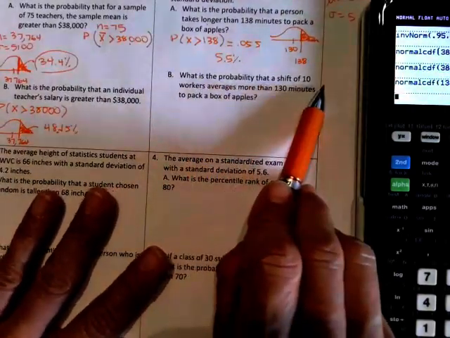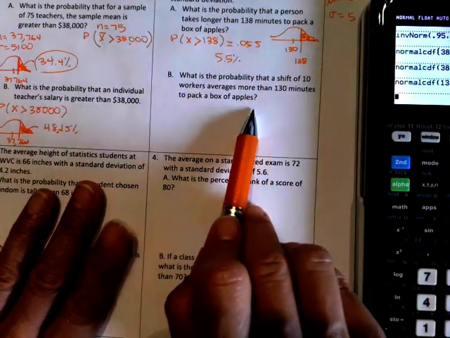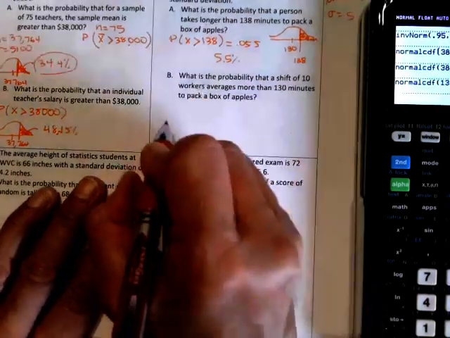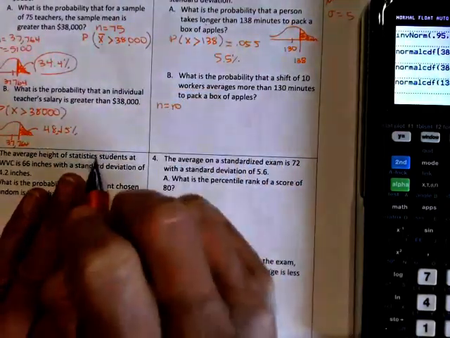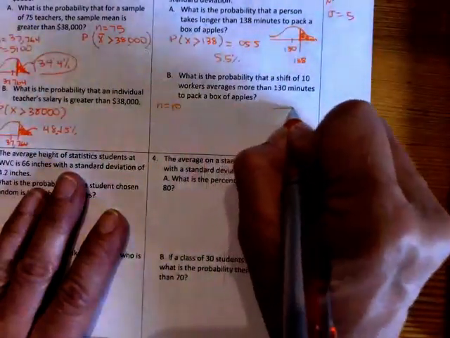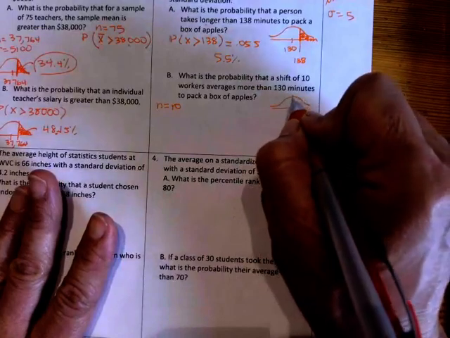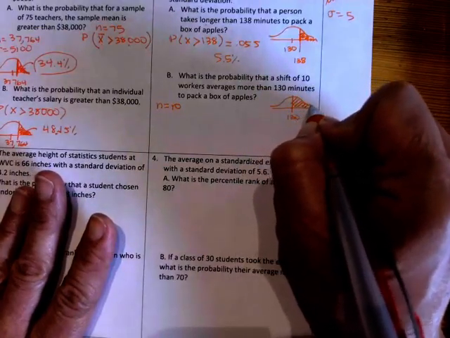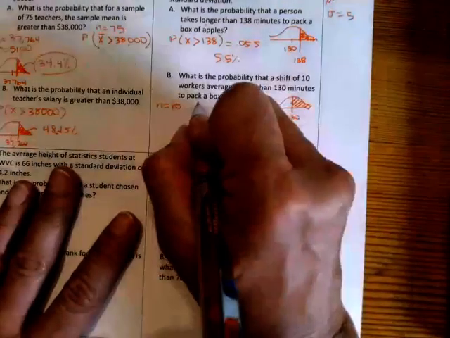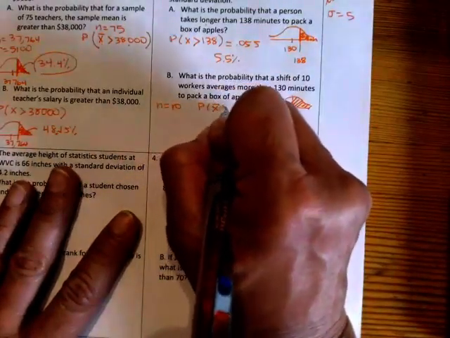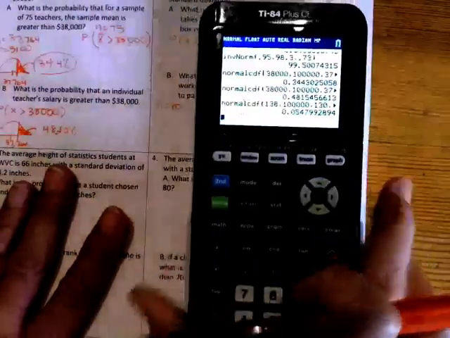Versus, what is the probability that a shift of 10 workers averages more than 130 minutes to pack a box of apples? Right? So N is 10. And this time, I'm actually going to look at 130. So 130 is my mean, but I want to know what's the probability that that group takes more than 130 minutes. What's the probability the average for our group is bigger than 130?